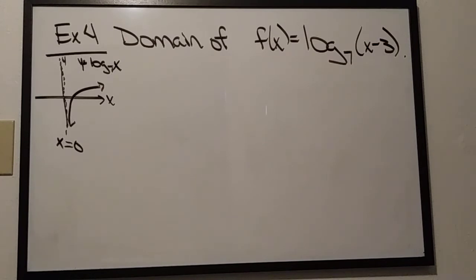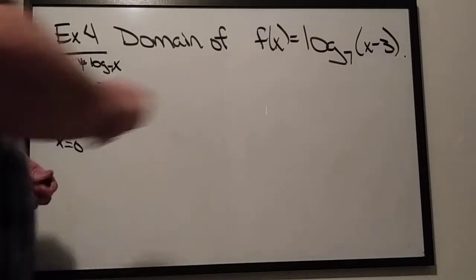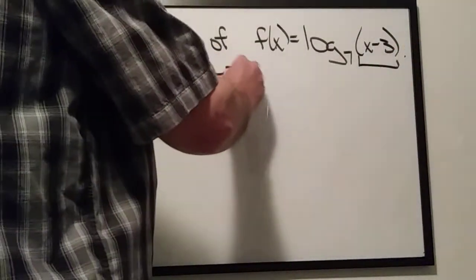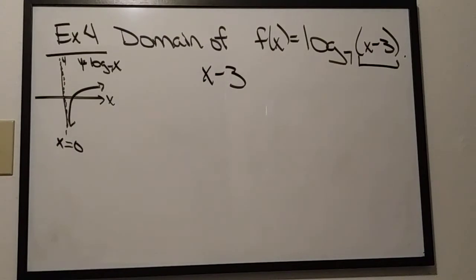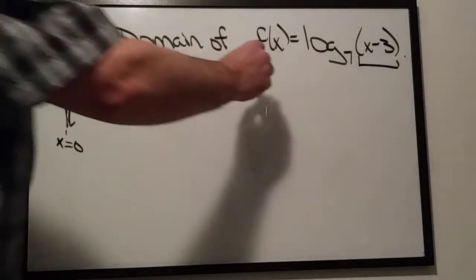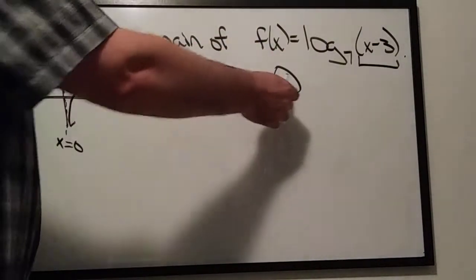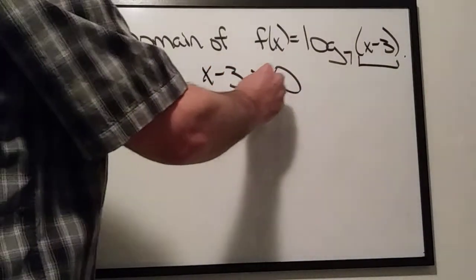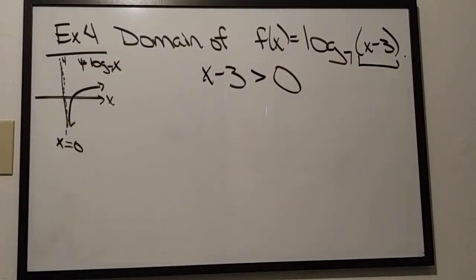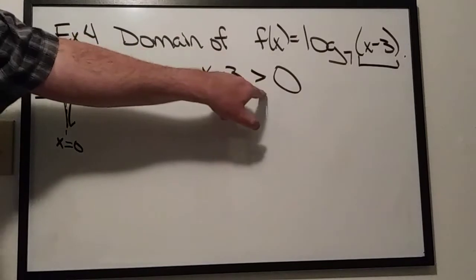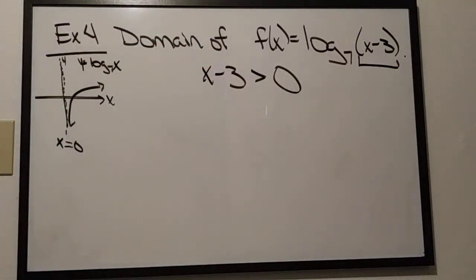Now, once again, the argument of my log has to be positive. So the argument is the stuff inside the parentheses, the x minus 3. And in order to say that that has to be positive, I can write this as an inequality. I'll have a 0 on the right-hand side, and I have to have a greater than symbol in between. So once again, my argument has to be positive. One more time, another way of saying that is that x minus 3 has to be greater than 0.